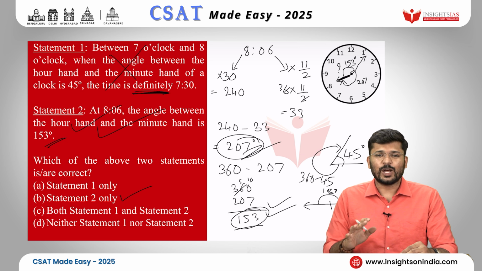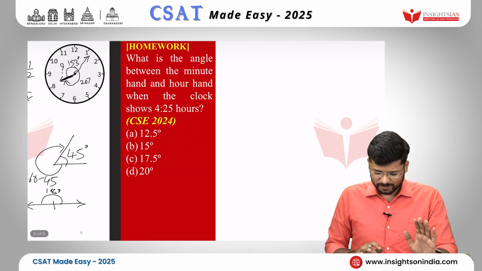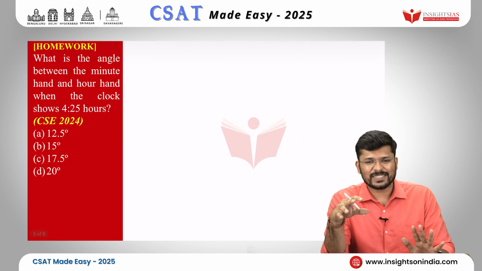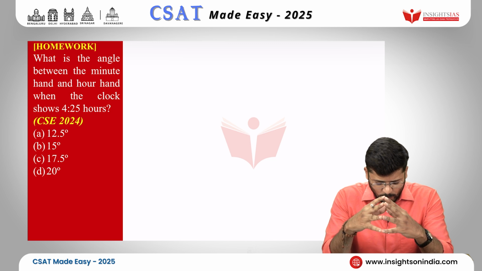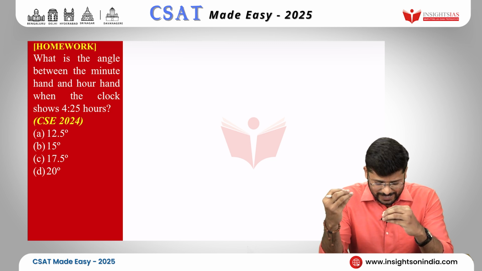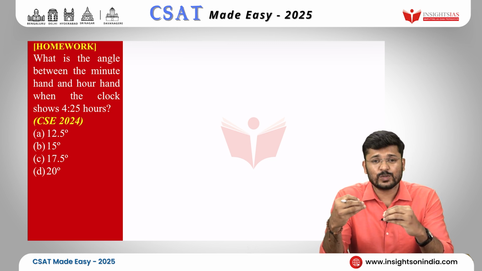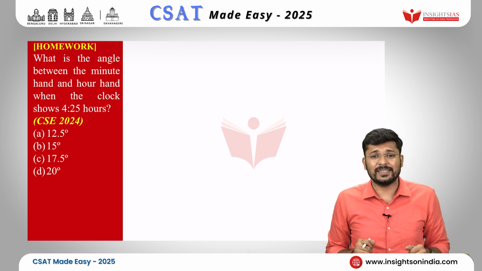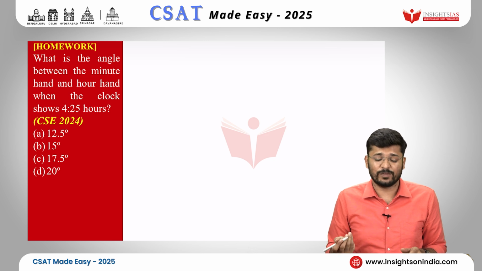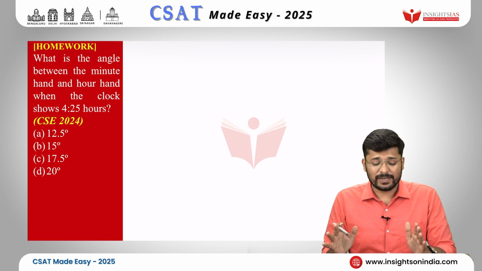Now it is time for your homework question. It is an easy question. It was asked in your 2024 paper. What is the angle between the minute hand and the hour hand when the clock shows 4 hours 25 minutes? Now you should be able to answer this. Just multiply 4 with 30, 25 with 11 by 2. Take the difference and you will get the answer. It is a very direct question.